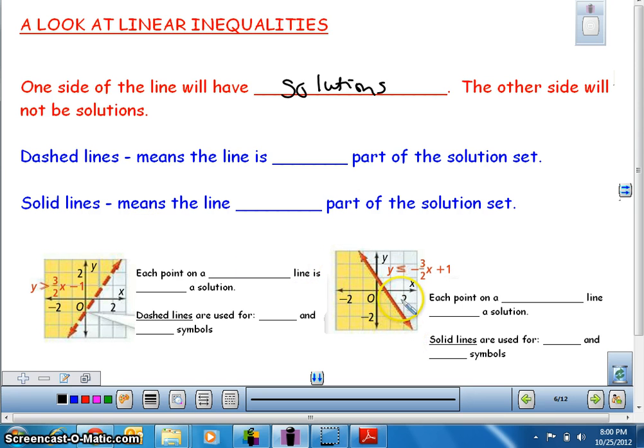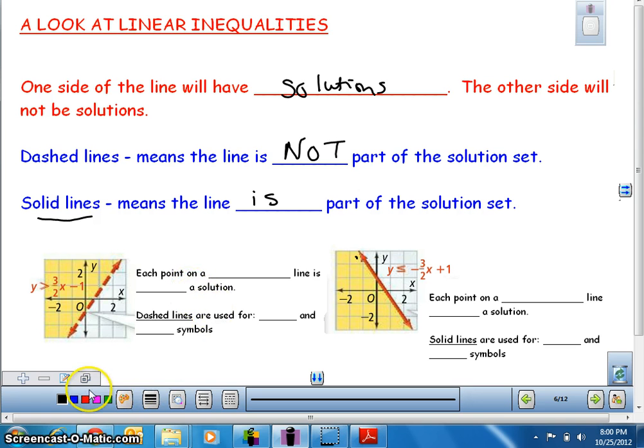Shaded is where the solution is. Over here, where it's not shaded, is not our solution. A dashed line means that the line is not part of our solution set. A solid line, like in the second example, means that the line is part of the solution.